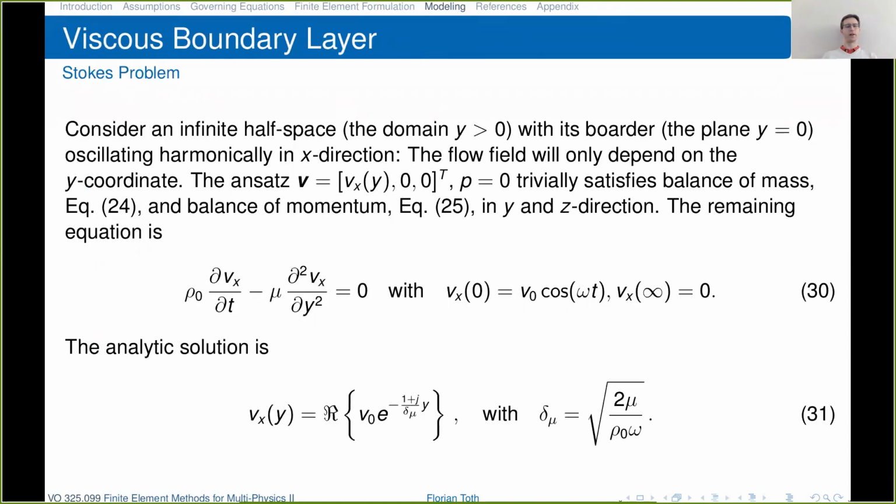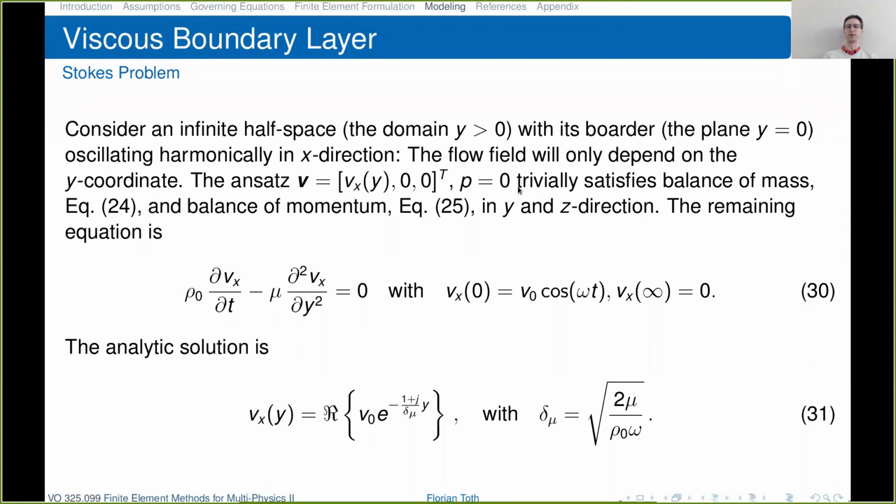Just to give you an idea, I want to show the viscous boundary layer so you can estimate what mesh resolution you should consider here. We have an infinite half space, so the whole y greater than 0 space, and the border at the bottom, the plane y = 0, is oscillating in x direction. Then the flow field will depend only on the y coordinate, and we can make the ansatz where we have only an x component in the flow field, the y and z components are 0, and the pressure variation is also 0.